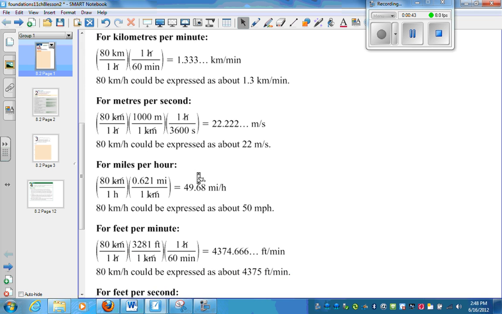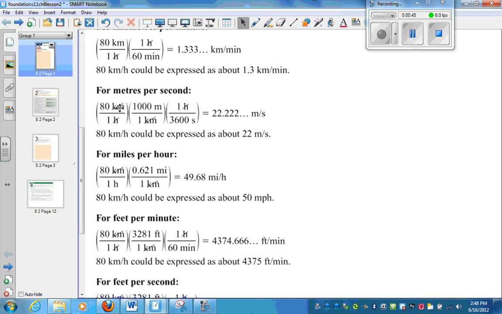For meters per second, we had to do a double conversion. First of all, and we could do this in either order, they got rid of kilometers. So kilometers on the top, they put kilometers on the bottom. They said 1 kilometer is equal to 1,000 meters. Remember, kilo means 1,000. So they canceled that out and they got meters on the top. Then they said 1 hour was on the bottom here, so 1 hour is equal to 3,600 seconds. They did their multiplying, they did their dividing, got 22.22 meters per second.